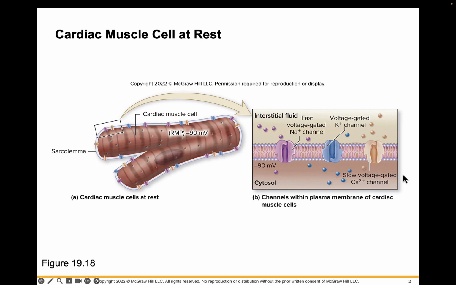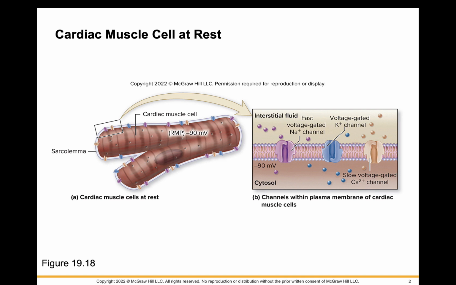Take note of the very negative resting membrane potential of negative 90 millivolts. This is a true resting membrane potential, and we will see why in just a little bit. But this is much more negative than a neuron, so it's much more hyperpolarized. So think about this. This is something that's going to take longer to get to threshold. Therefore, we're looking at some additional time for ventricular filling.